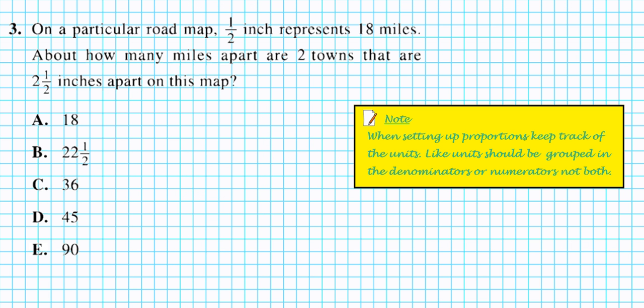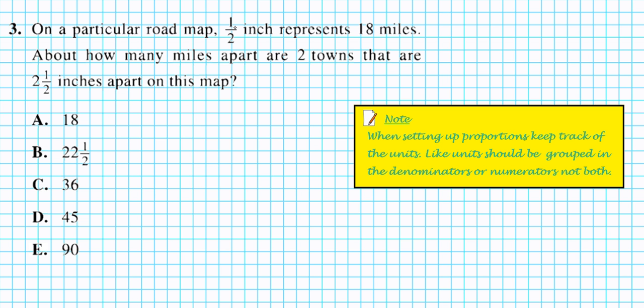Alright, let's take a look at problem 3. It reads, on a particular road map, half an inch represents 18 miles. About how many miles apart are 2 towns that are 2.5 inches apart on this map? Now, you can do this problem intuitively just by thinking about it. Half an inch is 18, then 2.5 inches is how many miles?